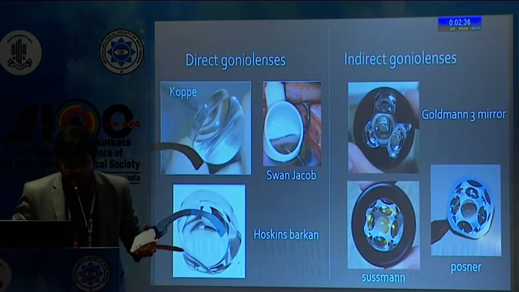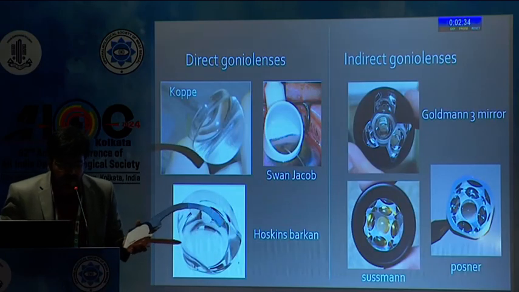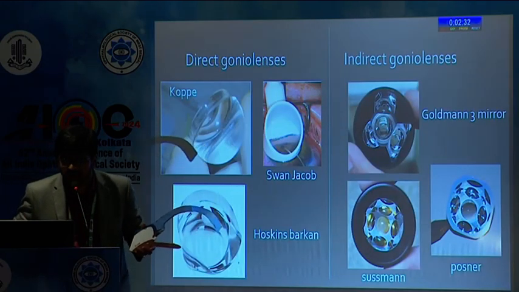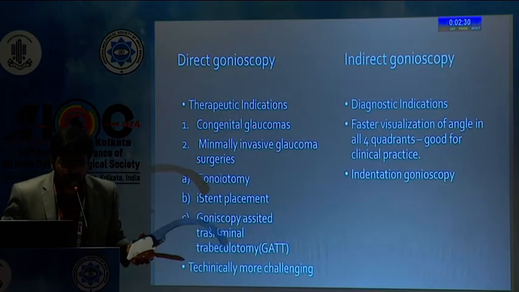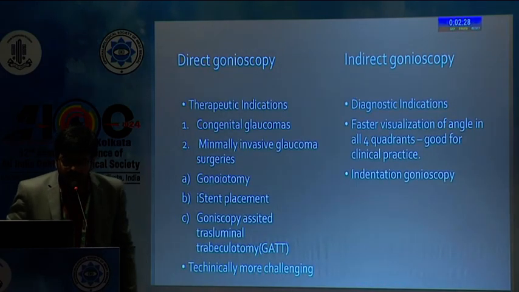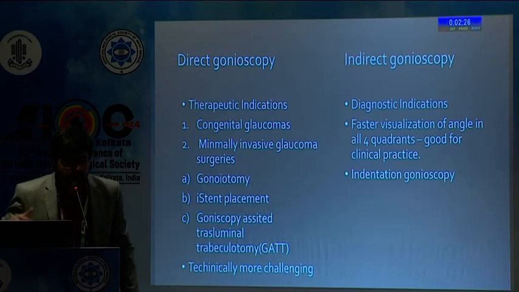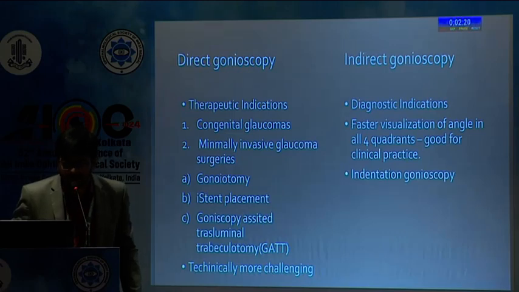These are a few direct gonial lenses: Koppe, Swan-Jacob and Hoskins-Barkan. Indirect gonioscopes are Goldmann three-mirror, Sussman and Posner. A few indications of direct gonioscopy: they are used for therapeutic purposes, mainly to diagnose congenital glaucomas and in minimally invasive glaucoma surgeries. Indirect gonioscopy is used on a regular basis for clinical examination in OPD setups to visualize the 4 quadrants of the angle.